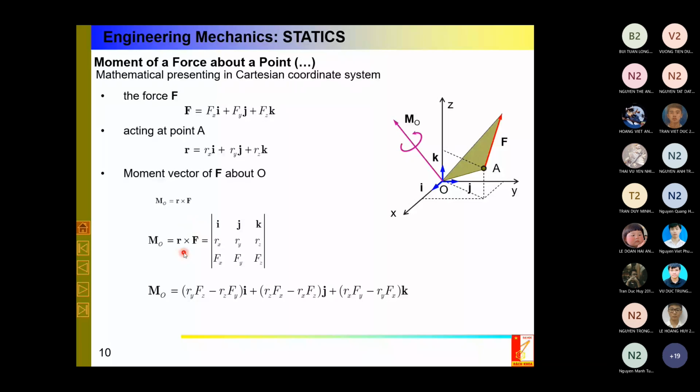Using this definition and mathematical operations, I can use a determinant. The first row is the unit vectors i, j, and k. The second row is the position components, and the third row is the components of the force vector. After that, you can calculate this vector. It is very important to remember well that this is calculated by the cross product. Some students later ask me why we don't use another product, for example. It is only a mathematical definition; I say it is the cross product. With this definition and these mathematical tools, there are many advantages.